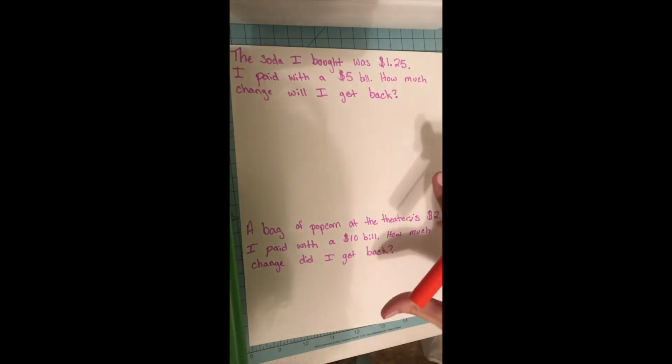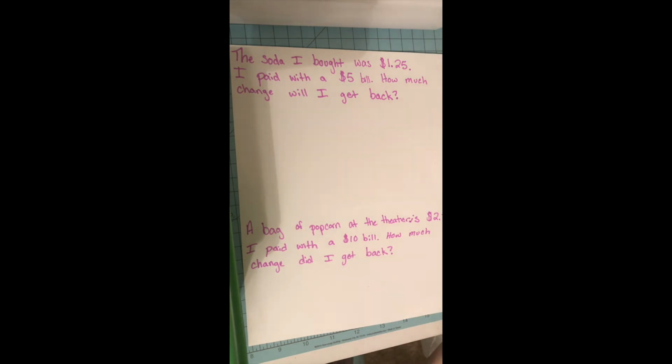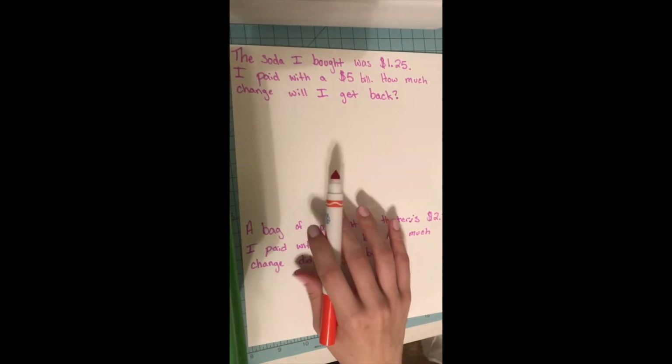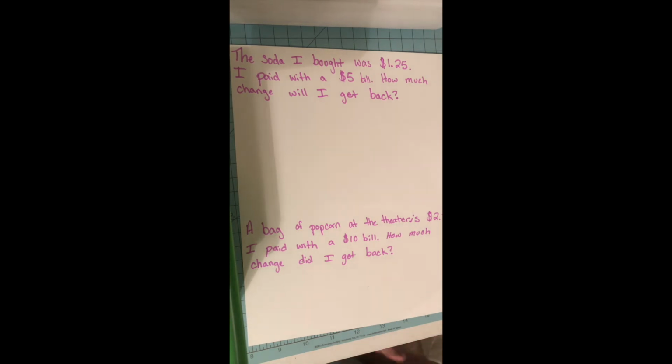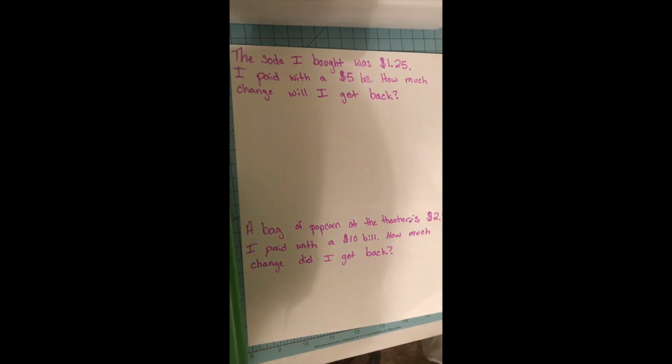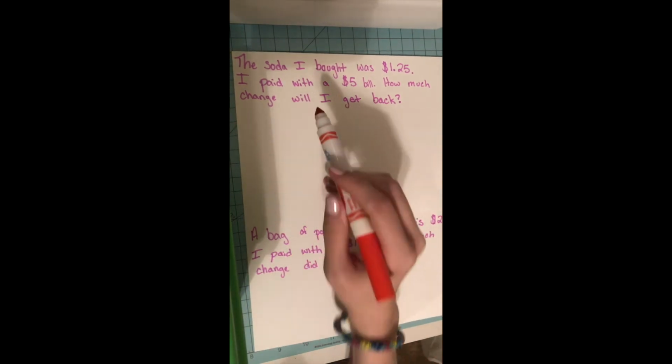Today the skill is actually a second grade skill, but if you're a first grader and you would like to stick around for maybe a little bit of a challenge, feel free. Today we're going to be working on making change with word problems. So when it says making change, that means that we're going to be using subtraction to figure out these problems. So let's read the first one.